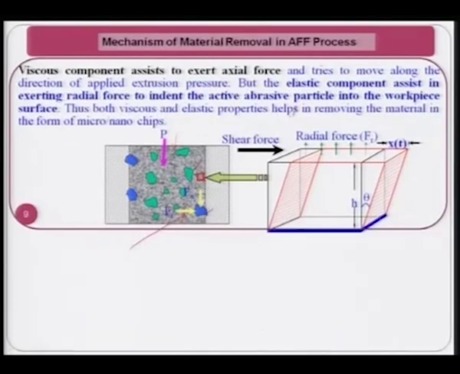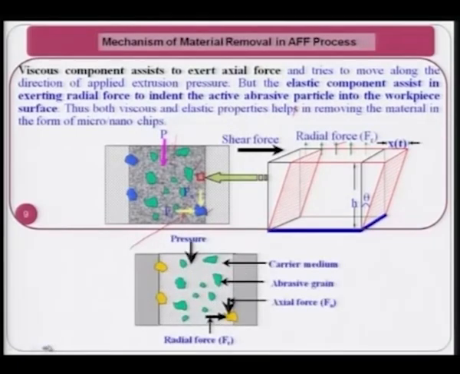Now, this viscous property is helping in applying the force in the axial direction. The same thing is shown over here. If you see, when you are applying the shear force, and here is the radial force which is being shown by Fr, and here is the axial force, and due to this shear force, shearing is taking place, and you can evaluate shear rate with the help of the shear and the angle theta and other details given in this particular figure.